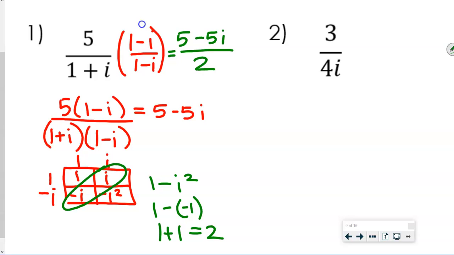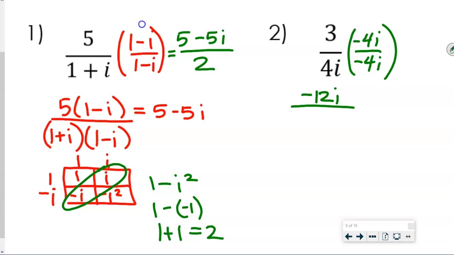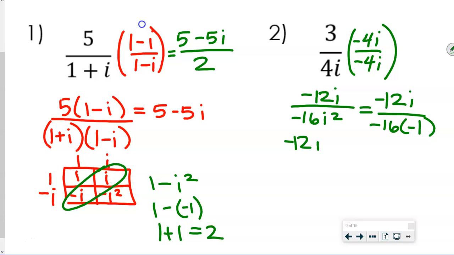So that's our answer. Over here on the next one, we're again going to multiply the top and the bottom by the complex conjugate. So that's -4i over -4i. 3 times -4i is -12i. When we multiply 4i times -4i, that's going to be -16i squared. Once again, we can replace that i squared with what? A -1. So this gets us -12i over +16.